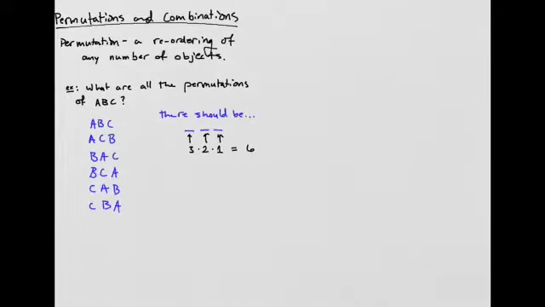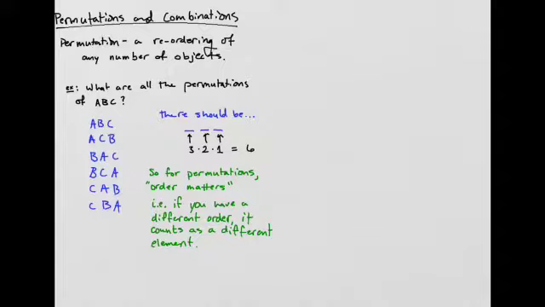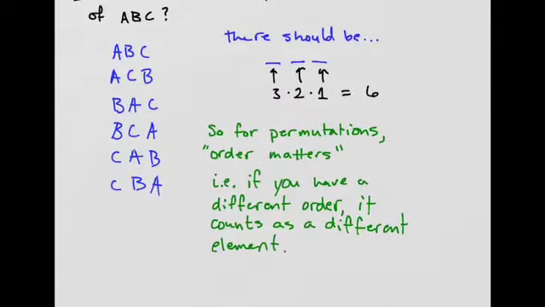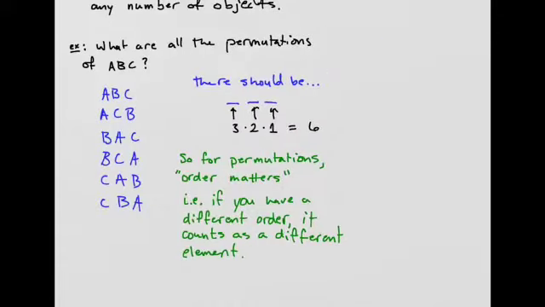So hopefully that's clear. A lot of other math teachers will say, for permutations, order matters. And then they'll leave it at that. And it's like, what do you mean order matters? What does that mean? Well, what it means is if you have a different order, it counts as a different thing. ABC counts as something different than ACB.